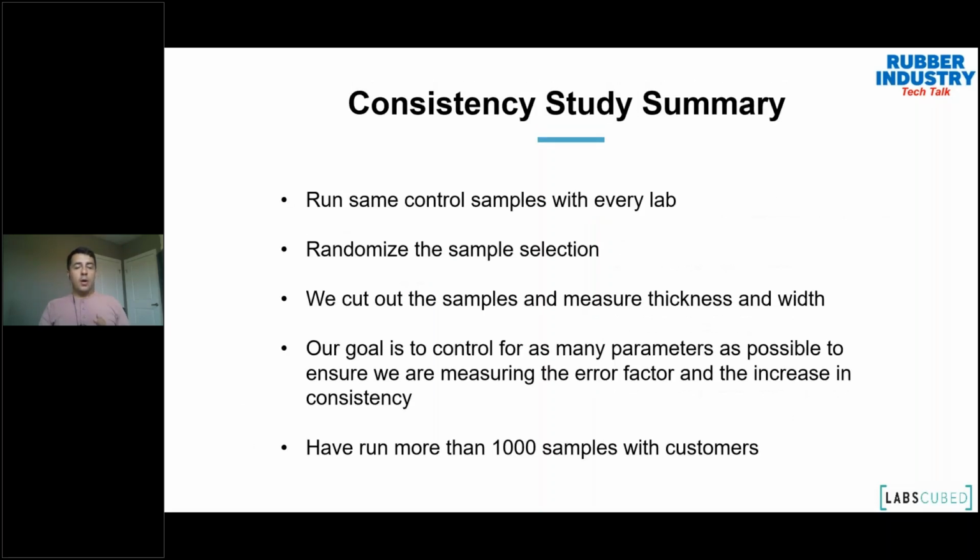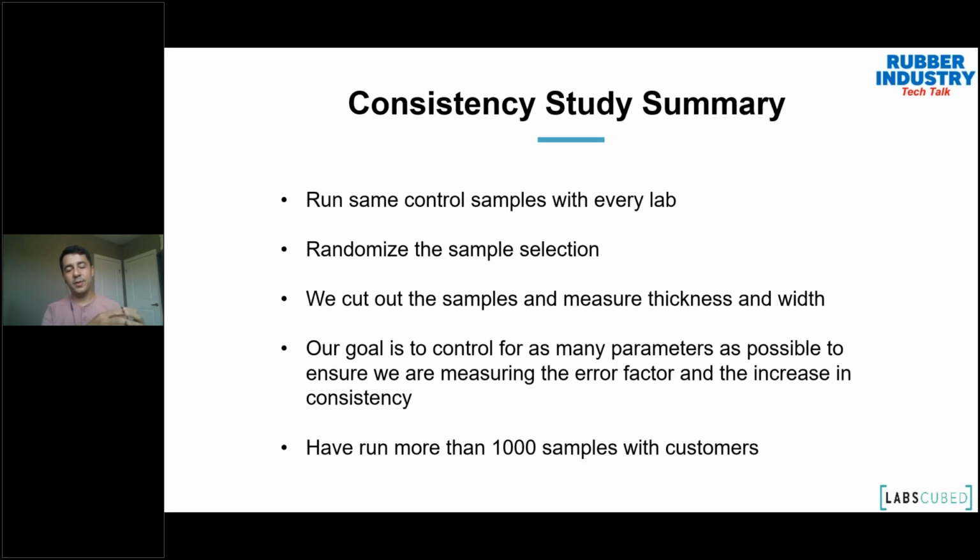One of the most important things when you think about automation in a lab is how it actually improves consistency or the data output that gets created. So we've done a really large consistency study, and we continue to do it with customers. Every single time new customers come along, we do this. We do it by trying to control as many variables as possible. So we run control samples that we create. We randomize the sample selection.